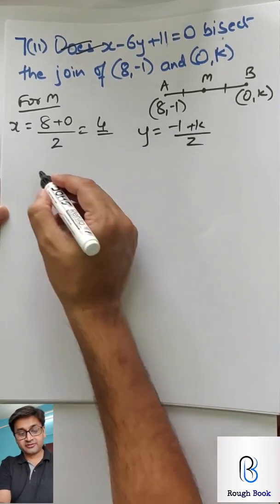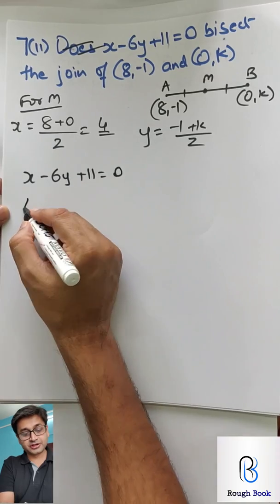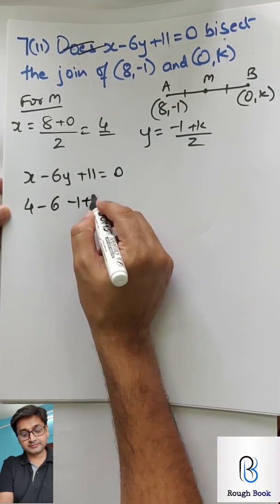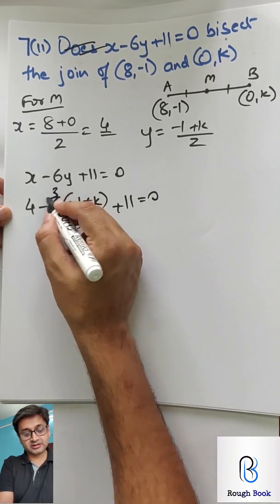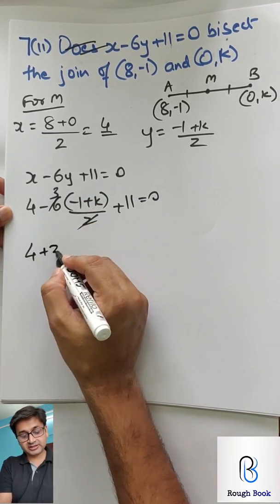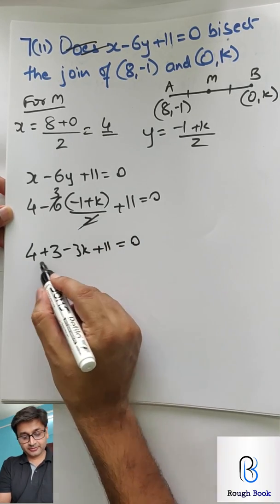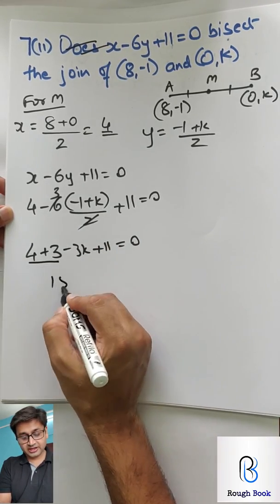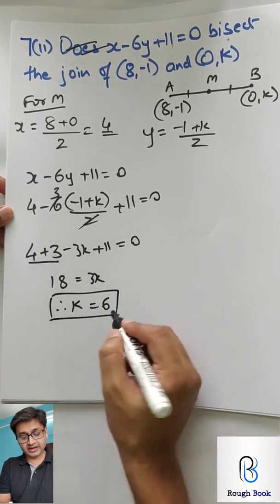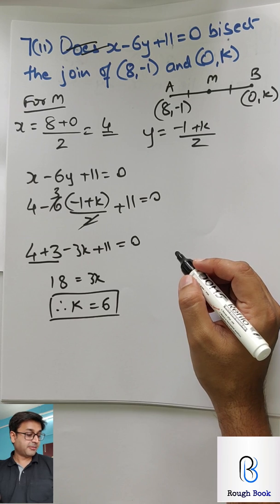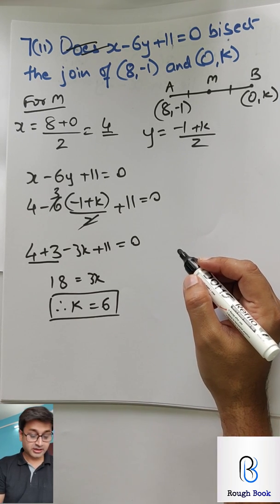Now that you got x and y, take your equation and substitute x and y in this. 2 ones are 2, 3s are 3. So I get 4 plus 3 minus 3k plus 11. So 4 plus 3 is 7 plus 11 is 18, equals 3k, and therefore the value of k that I get is 6. How many managed to get this? I hope this is correct, otherwise you know it's correct.